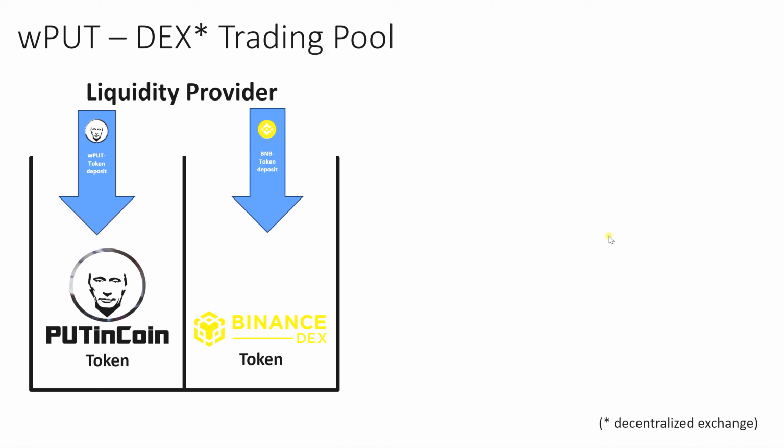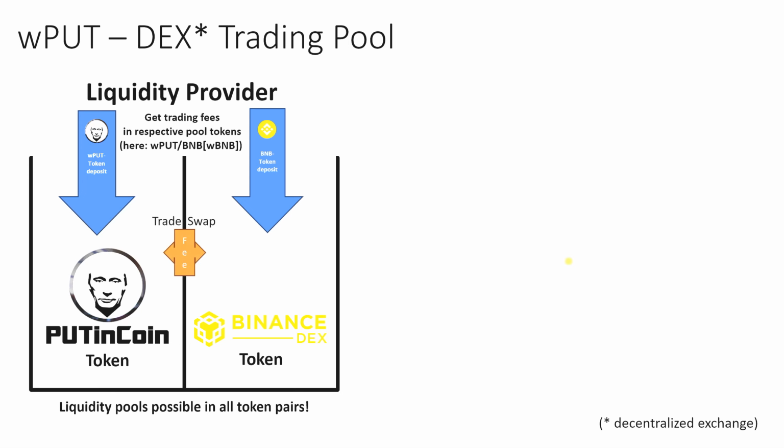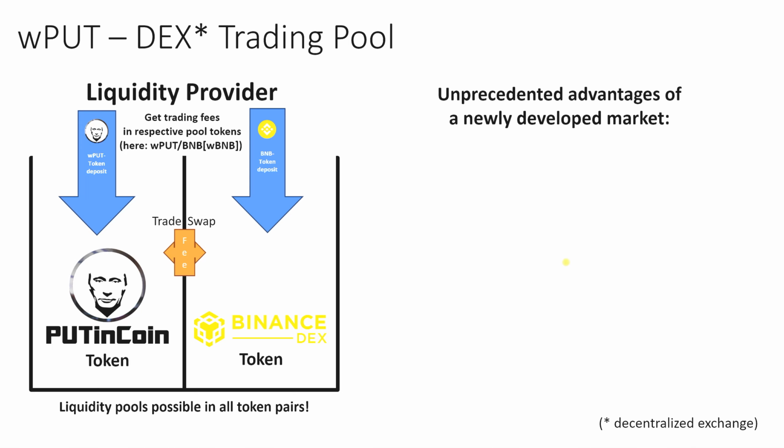And for providing this liquidity, they get their own share of all the trading fees which are produced when people trade in this pool. So if you provide liquidity, you get trading fees. You earn trading fees automatically. Whenever a trade is done, all the liquidity providers will receive their share of the trading fees of the trading pool. So, what are the unprecedented advantages of this newly developed market?